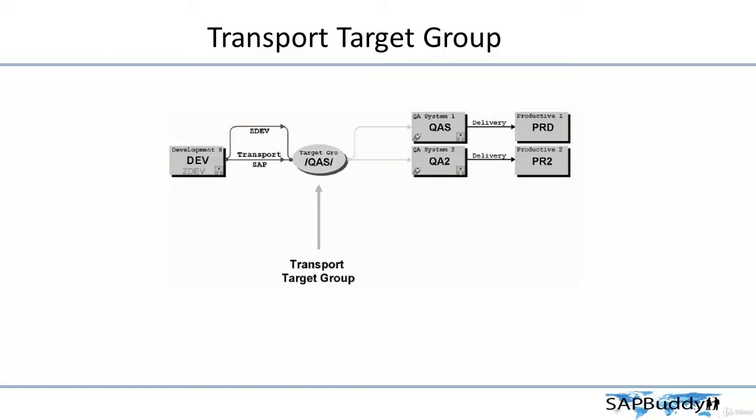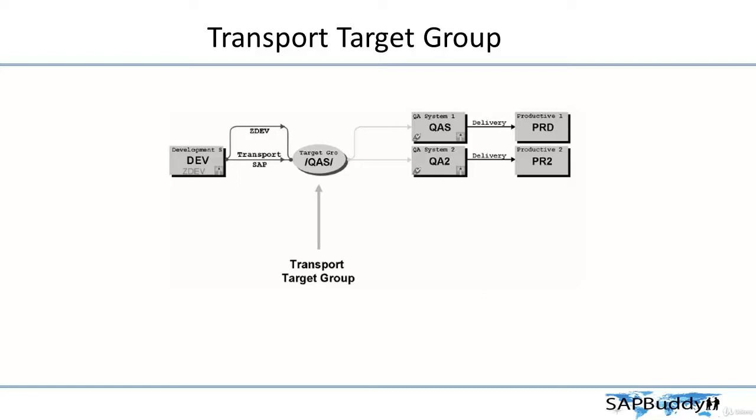The target group always should start with slash and it should end with slash. You need to have a meaningful target group in all ways, so that when you created the TR, you could select the target group. That target group will be meaningful because you can have more than one target group in your transport landscape. So you always keep a meaningful target group so that people can identify it quite easily.